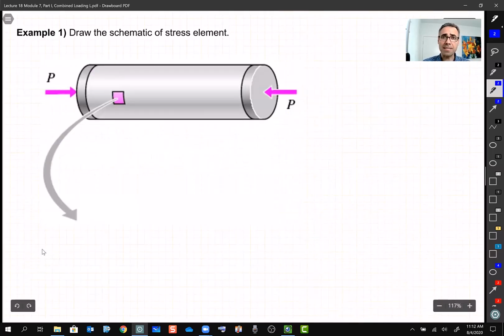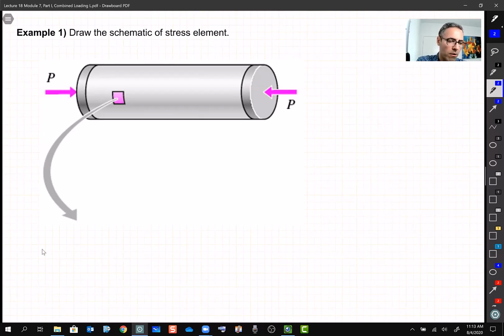Let's solve examples together and see how we can deal with this stress element, okay? In this part of the module, our task is finding the stress element. And then the next part of this module will do different things with the element. But for now, the first and most important thing is to draw the stress element, all right?